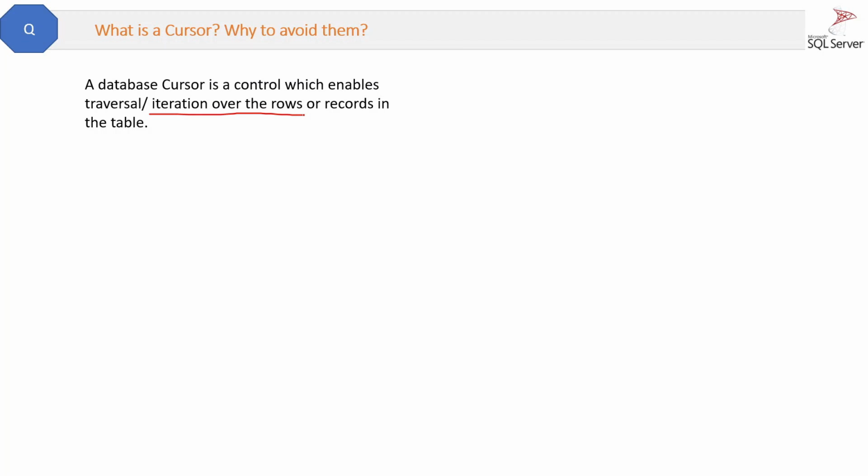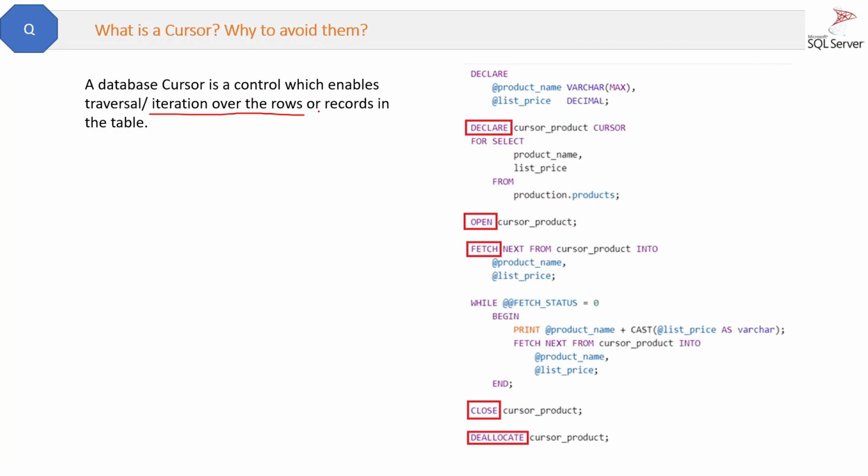If you are aware of the for loop, in a similar way you can use a cursor the way you use a for loop in C#. Let me show you. Here is a sample cursor. What we have done here is a 5-step process. We have first declared it.